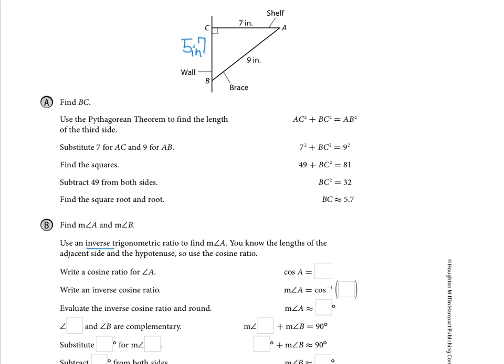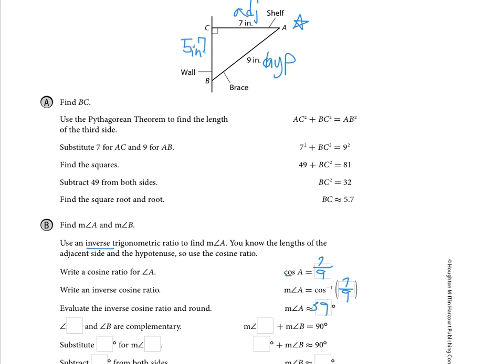So if we sit ourselves here at angle A, then 7 is our adjacent and 9 is our hypotenuse. So adjacent over hypotenuse, that's why we're picking a cosine ratio here. So cosine of A is 7/9. Then we're going to find the measure of angle A as the inverse cosine of that 7/9. And in our calculators, remember we're rounding to the nearest whole degree, that's going to be 39 degrees.